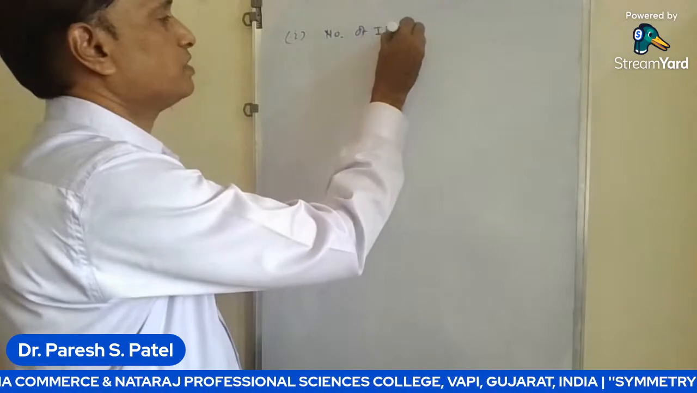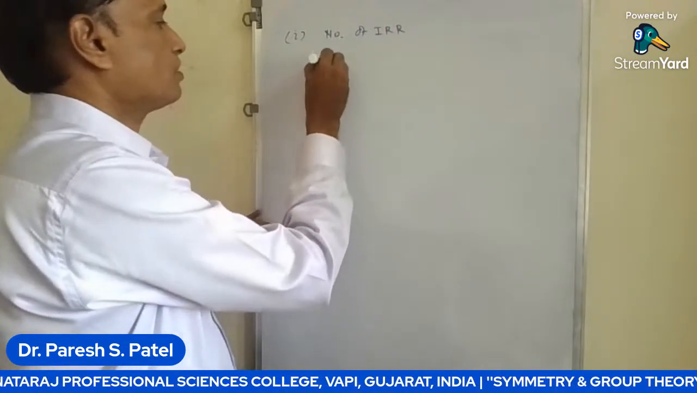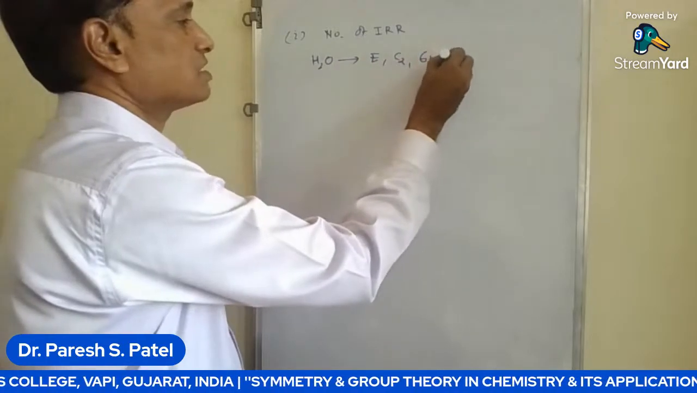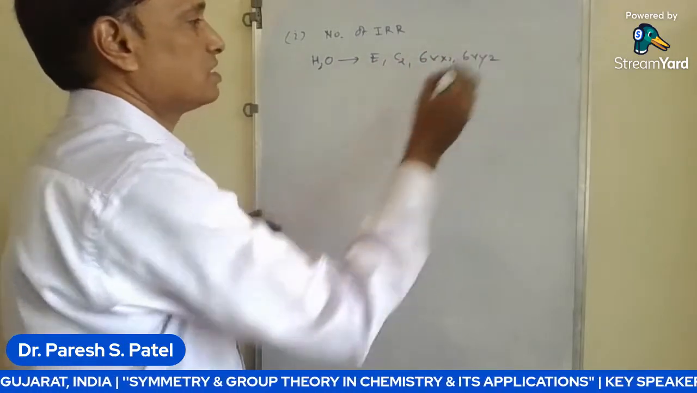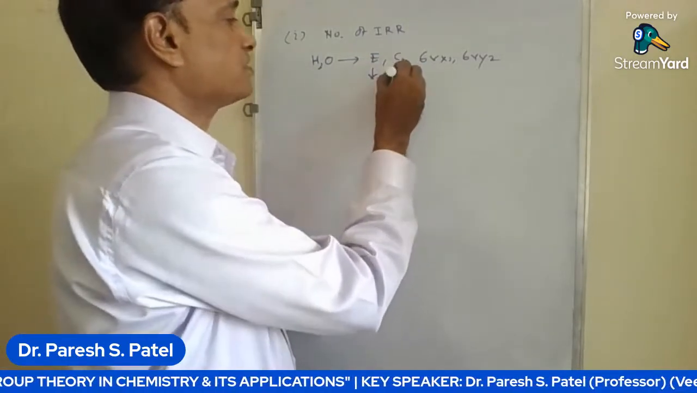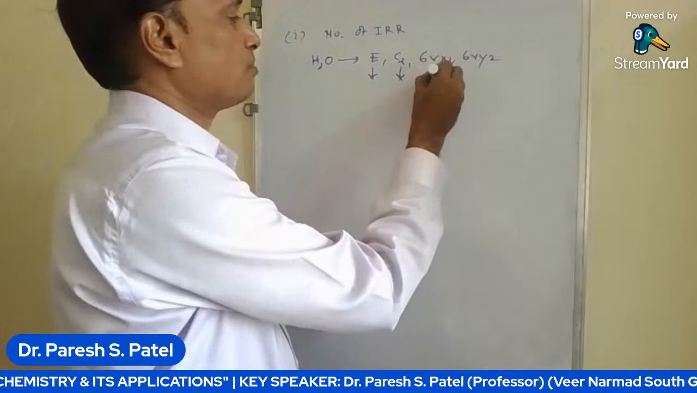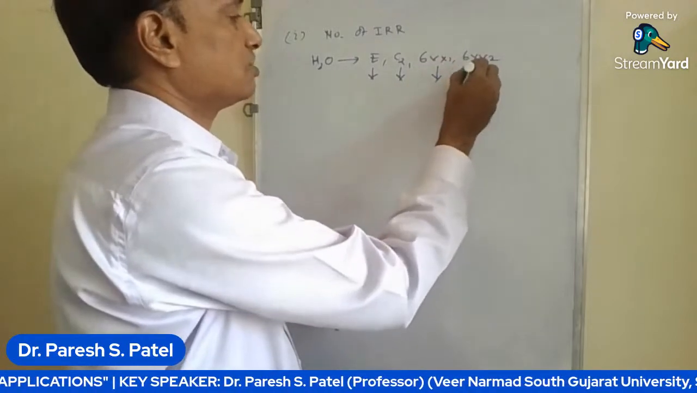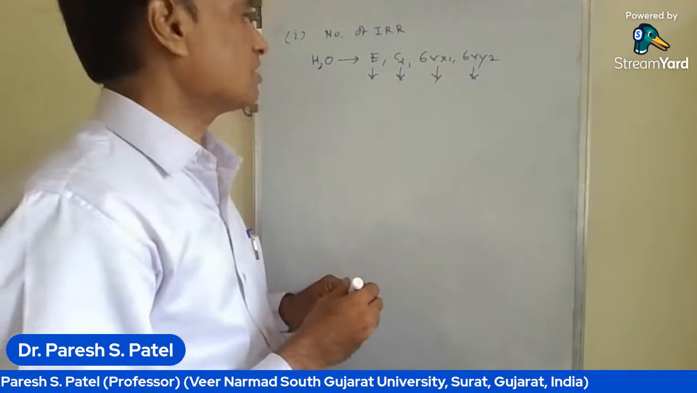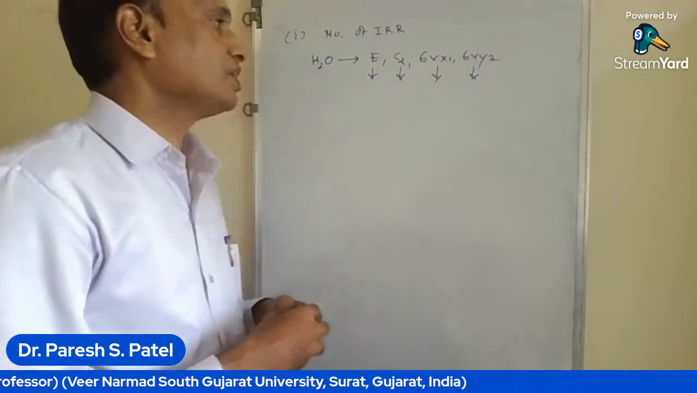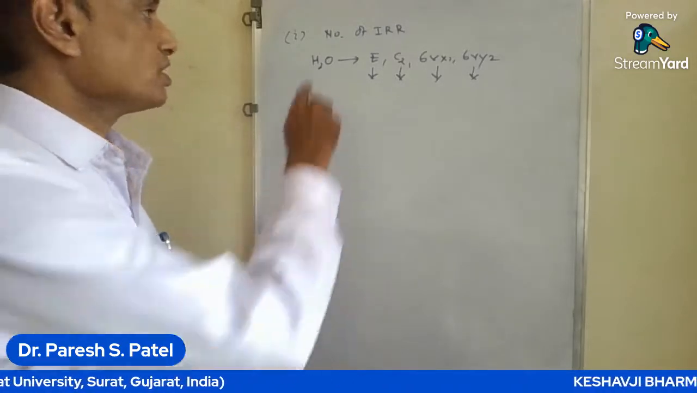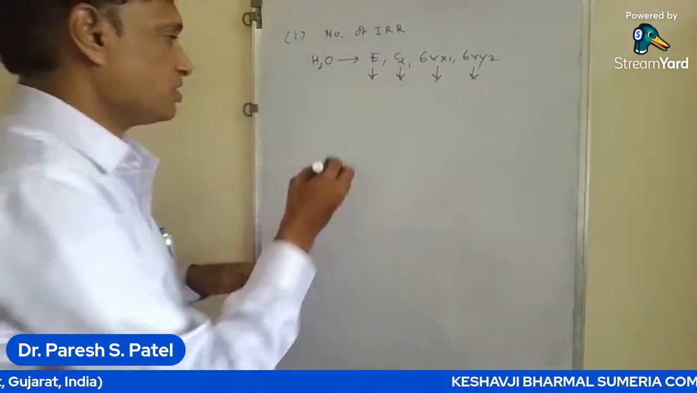Water molecule consists of E, C2, sigma Vxz, sigma Vyz symmetry elements. In this case, E is conjugate to itself to form an individual class, C2 conjugate to itself to form an individual class, sigma Vxz conjugate to itself to form an individual class, and sigma Vyz conjugate to itself to form an individual class. So in the case of the water molecule, the number of classes is equal to 4. So there should be 4 different irreducible representations.